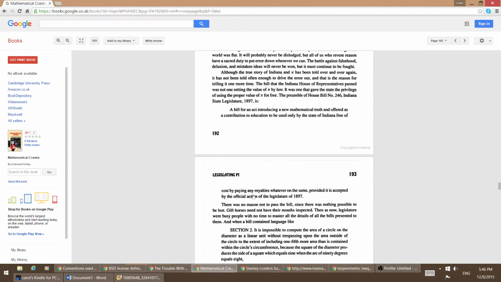This is cool, costing nothing by paying any royalties. There was no reason not to pass the bill, since there was nothing possible to be lost. Gift horses need not have their mouths inspected.